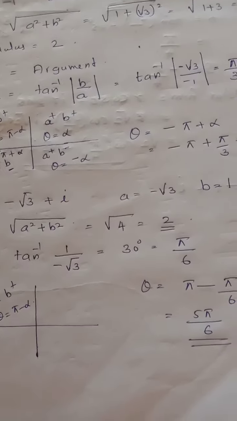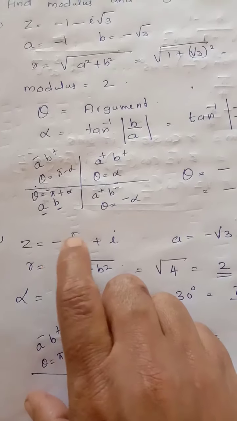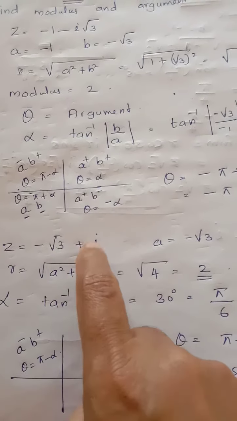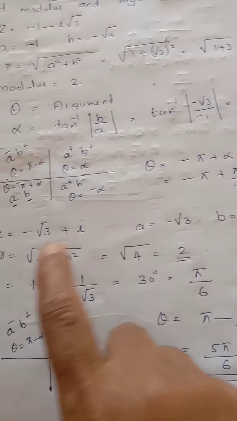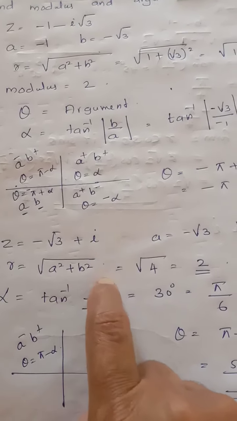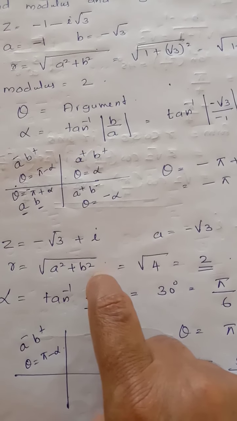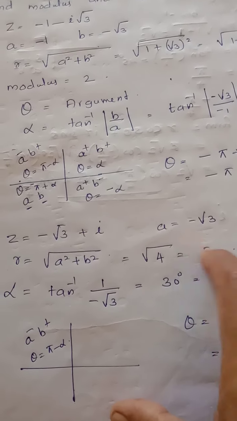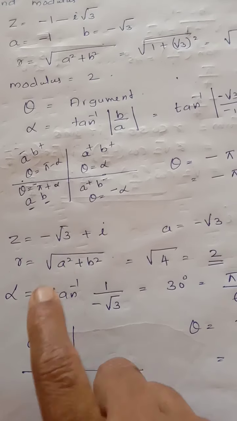Now look at the second one. I hope it will become easy for you. Let us take the second one also. z is equal to minus root 3 plus i, so in a plus ib form, a is equal to minus root 3, b is equal to 1. So r is equal to root of a square plus b square, that means root 3 the whole square plus 1 square. So we will get root 4, which is equal to 2. This is the modulus.